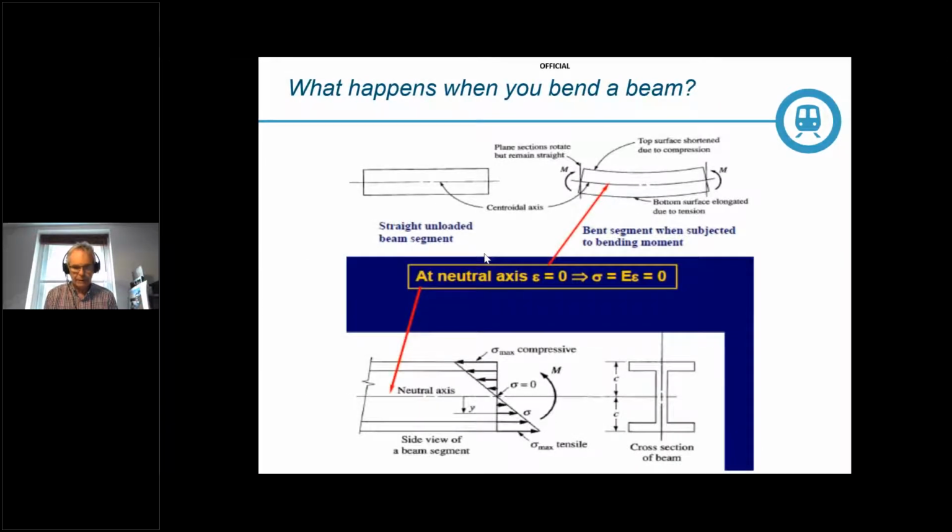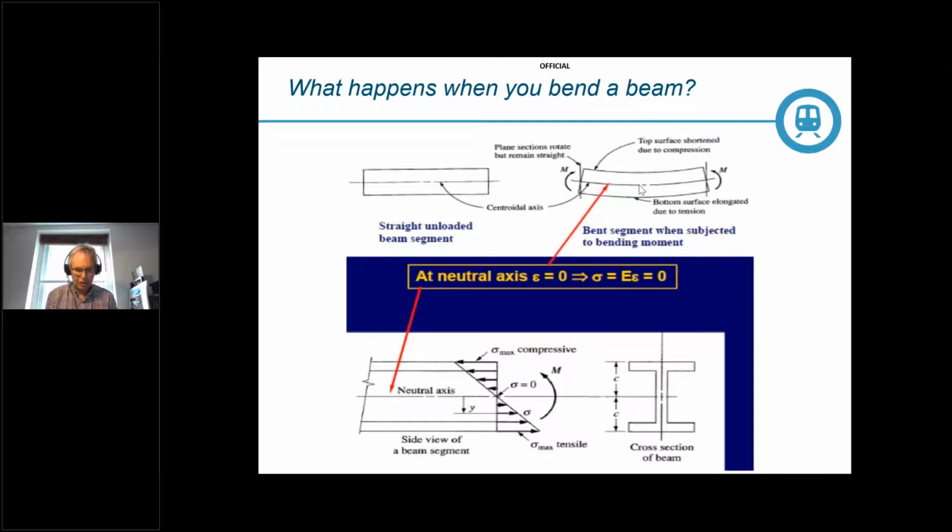So what happens when you bend a beam? In the top left of the diagram, we can see what happens. If you bend it in the vertical direction, it will deflect into a curve. And as the beam deflects, the top surface becomes shorter due to compression, and the bottom surface is elongated due to tension. And through the beam, there will be a plane where there is no change in length, and hence no strain or no stress. And this is the neutral axis. And for a symmetrical section, it will be halfway down.